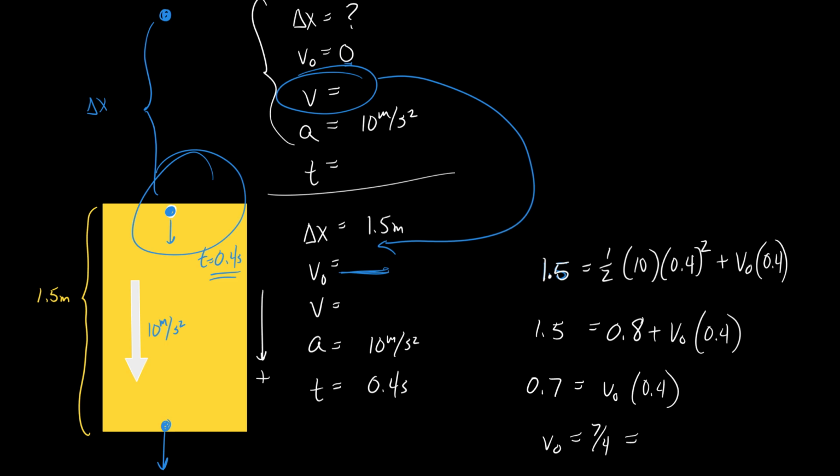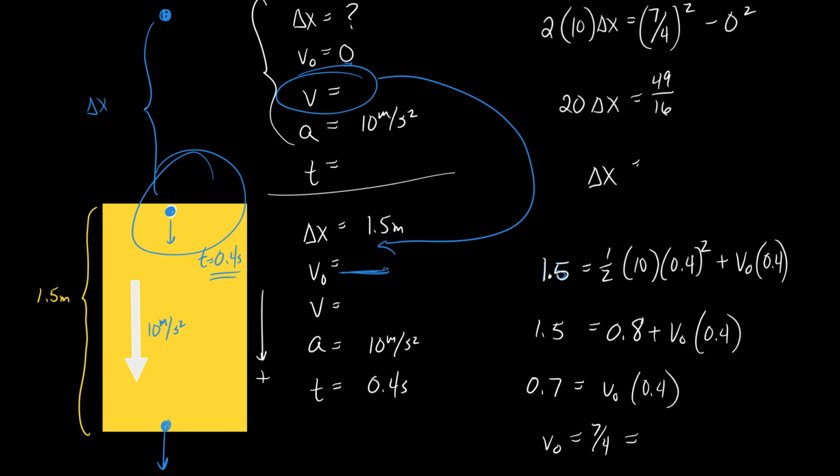How about a relationship that uses these 4 things, though? Is that a better idea? I think so, too. So 2 times 10 times delta x equals v squared, which is 7/4 squared minus 0 squared. That look good to you guys? All right, so that's going to be 20 delta x equals 49/16. Dividing by 20, I get delta x equals 49 divided by 320?